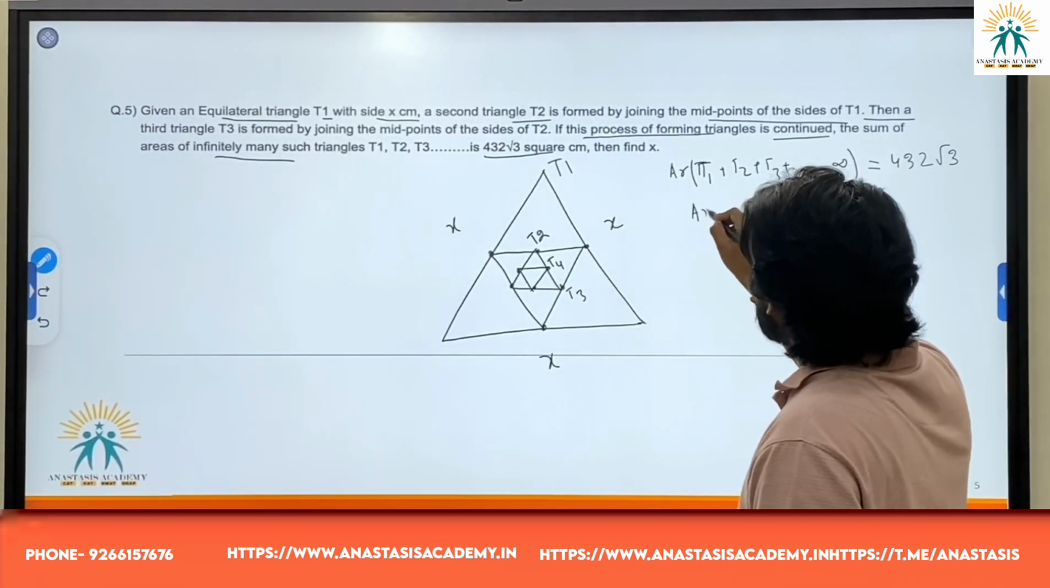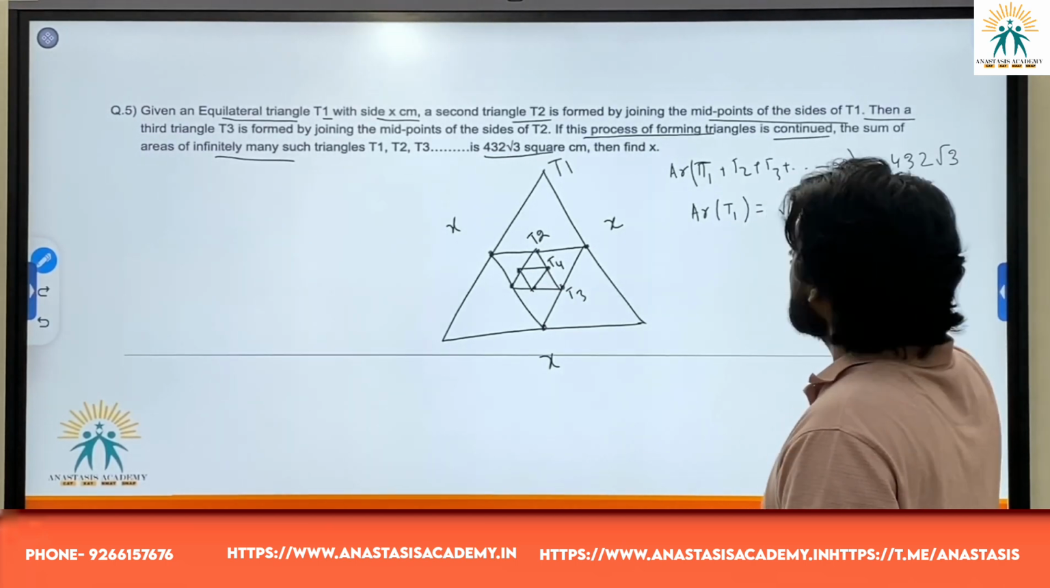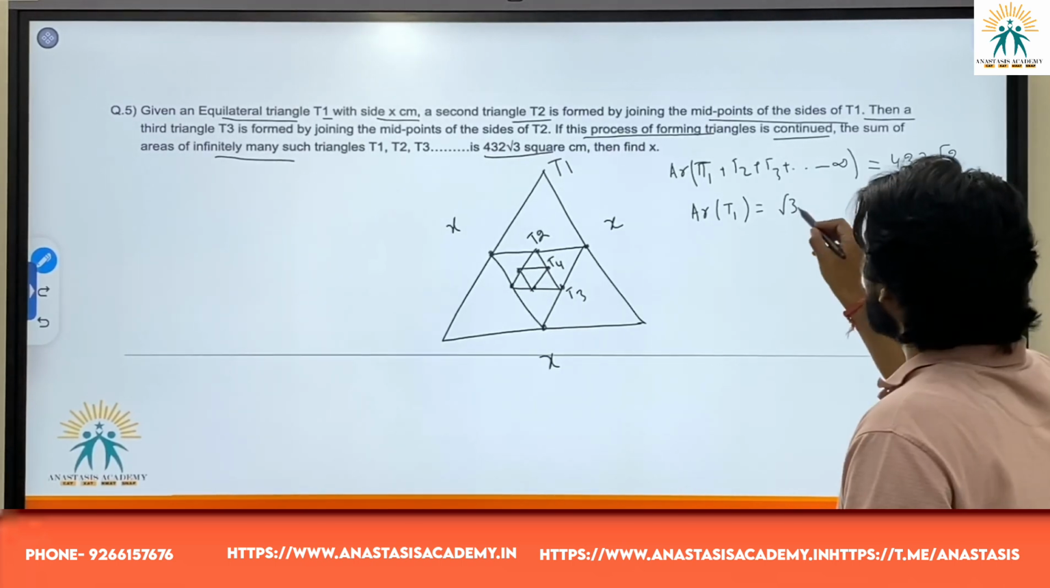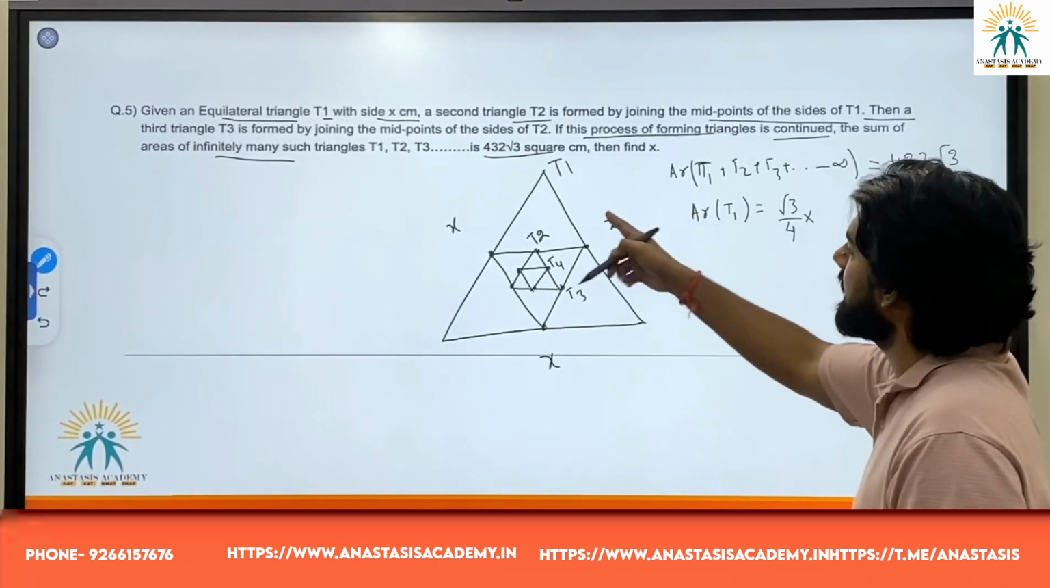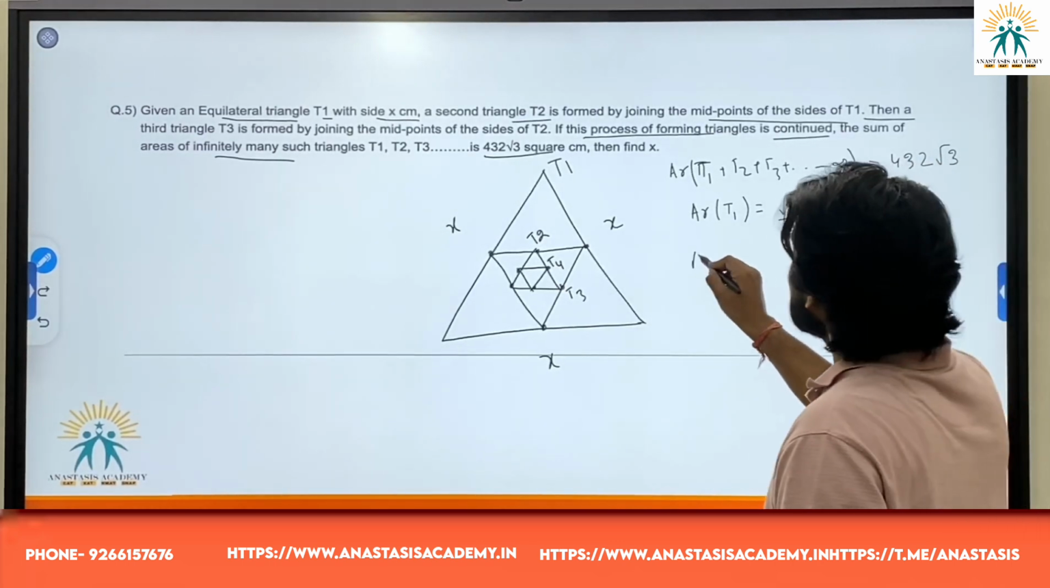I know the area of triangle T1: the area of an equilateral triangle is root 3 side square by 4, or root 3 by 4 into side square. Side is given to me as x, so it would be x square. Now, area of triangle T2.